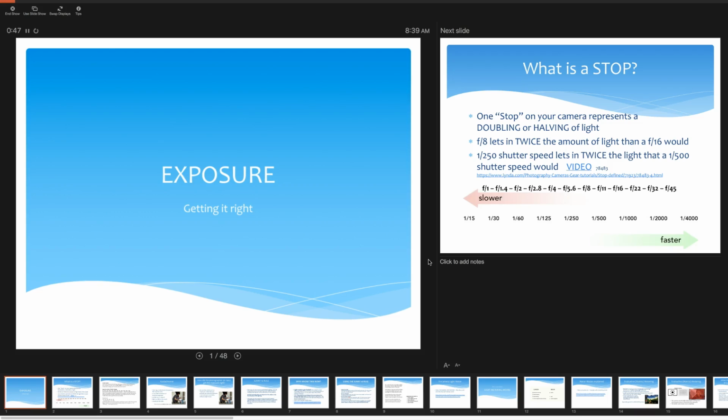So there's a few different things we can do, but there's actually even more built into your cameras. And especially on point and shoots, you're going to have several of these. But on the SLR cameras, you might have a few more of these options.